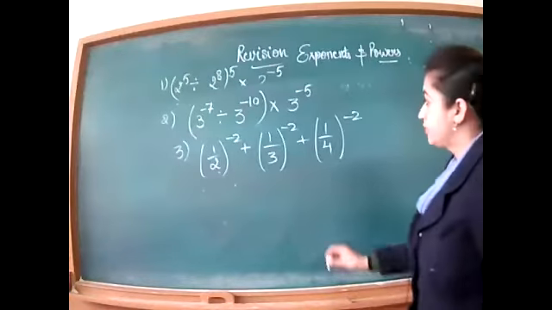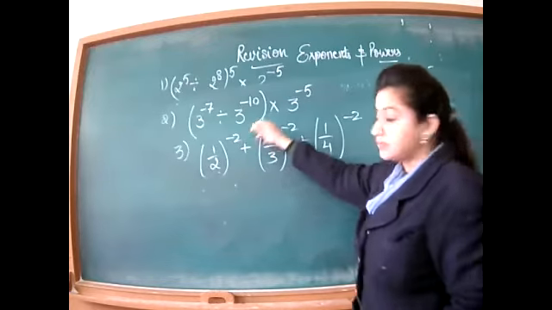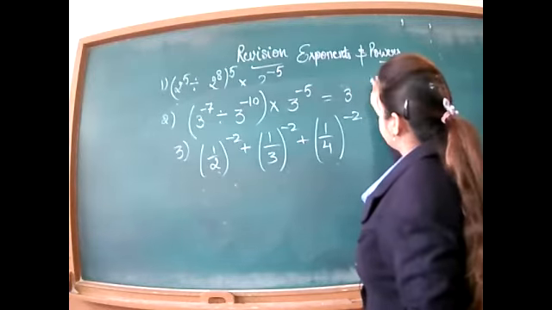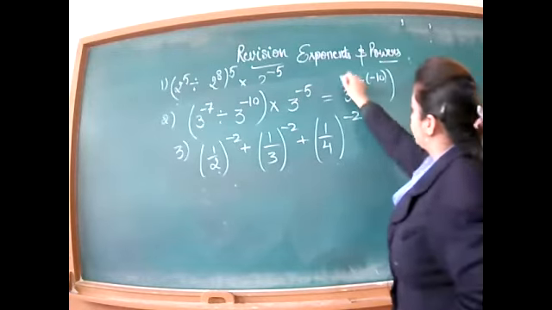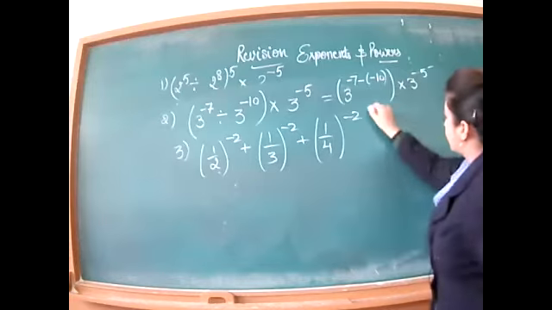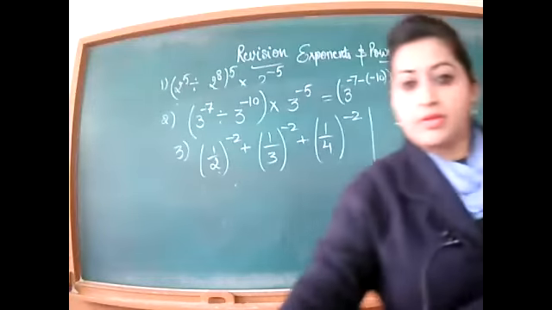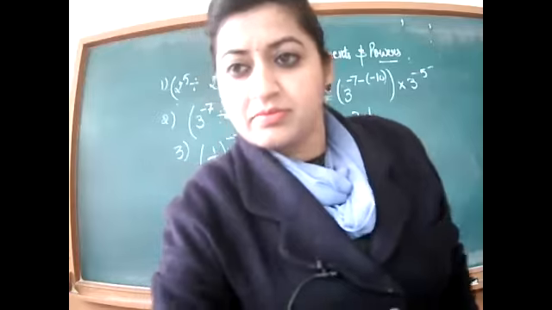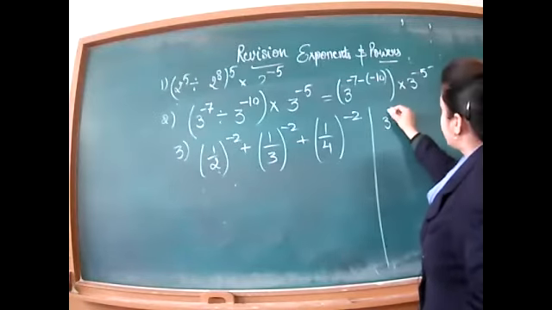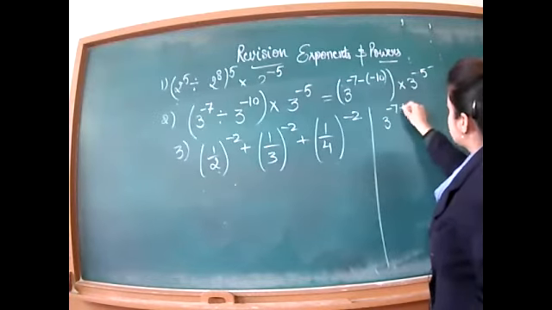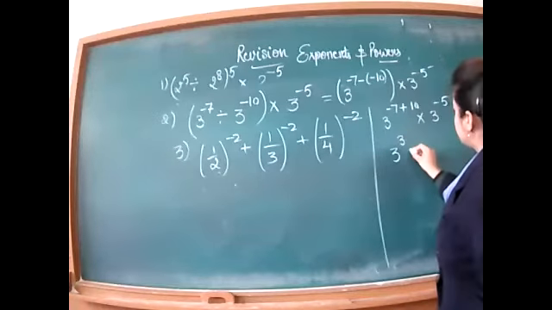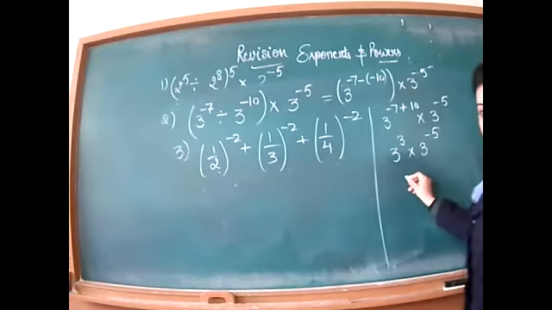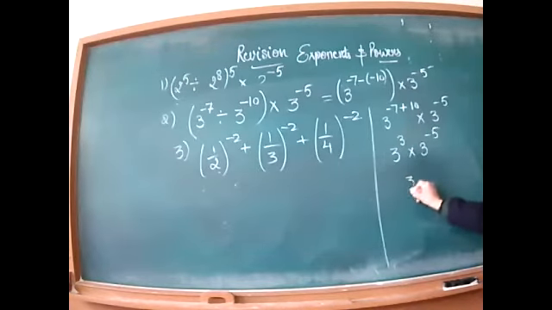Ma'am, a raised to power m divided by a raised to power n is equal to a raised to power m minus n. 3 raised to power minus 7 minus bracket minus 10, into 3 raised to power minus 5. Okay, then? Ma'am, 3 raised to power 3 into 3 raised to power 5. Yes. a raised to power m into a raised to power n is equal to a raised to power m plus n.